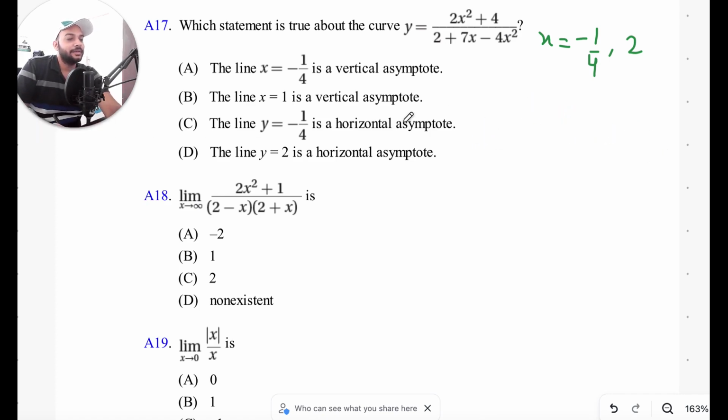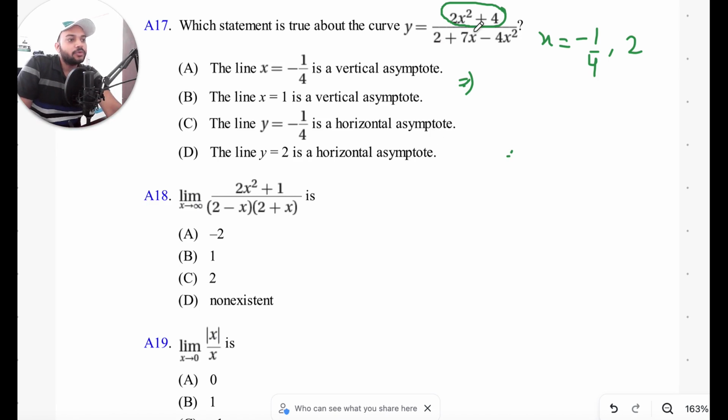The numerator is always positive. This expression 2x squared plus 4 will always be positive. Now, when does the vertical asymptote occur? Vertical asymptote occurs when the denominator becomes 0 or the function goes to infinity. The value of x where the function goes to infinity, that's the vertical asymptote. What is the horizontal asymptote? The value which y approaches as x tends to infinity.